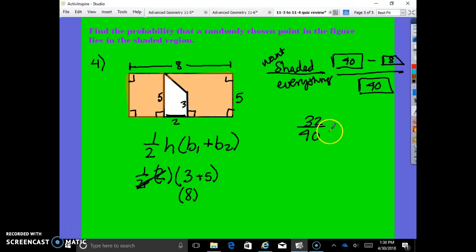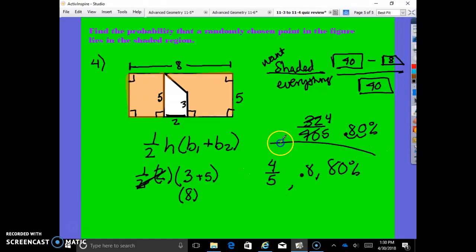0.8, which is 80%. So 0.8, 80%, or this actually reduces to 4/5. 8 goes in here 4 times, 8 goes in here 5 times. So 4/5, 0.8, 80%.